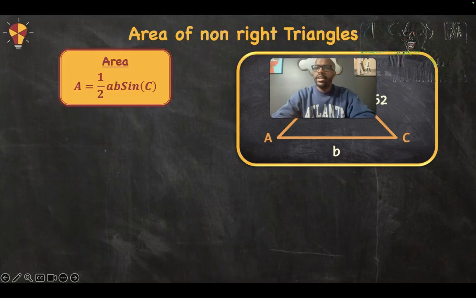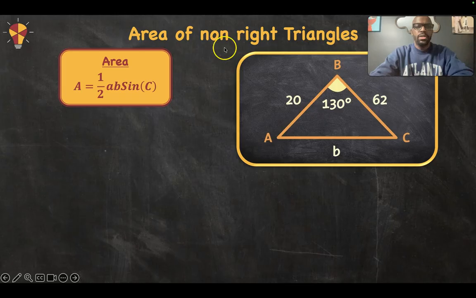So when it comes to finding the area of a non-right triangle, we'll utilize this formula here, which is going to be on your formula sheet as well. So it's 1/2 times A times B times sine C. Lowercase letters, remember, are side measurements. Uppercase letters are angle measurements.